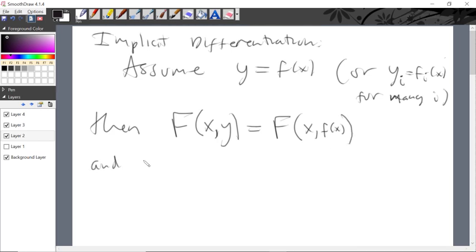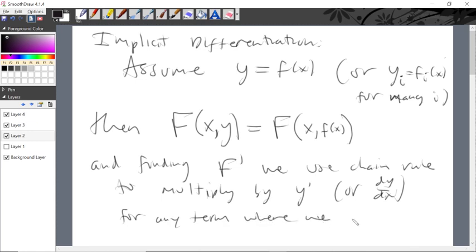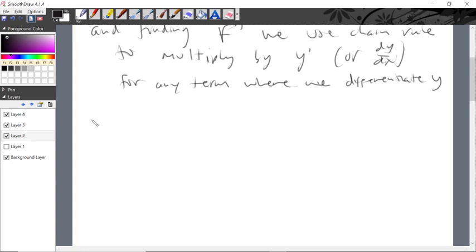Okay, and when finding big F prime, we're going to use the chain rule to multiply by y prime, or dy/dx, for any term where we differentiate y. Let's take a look at an example so you can see what it is that I mean.